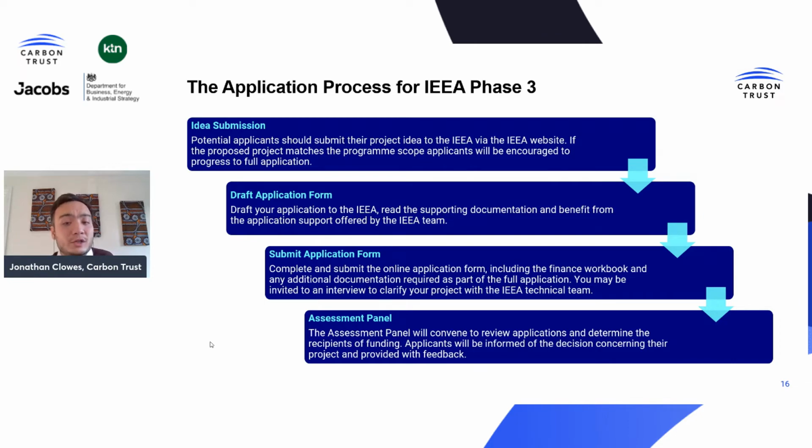Finally, the assessment panel will convene to review all of the applications. This will be done against a standard scoring criteria to allow us to ensure that the process is completely fair and balanced across all of the applicants. And from that, we'll be able to select the funding recipients. Applicants will then be informed of that decision, and you will also be provided with feedback on your particular idea.